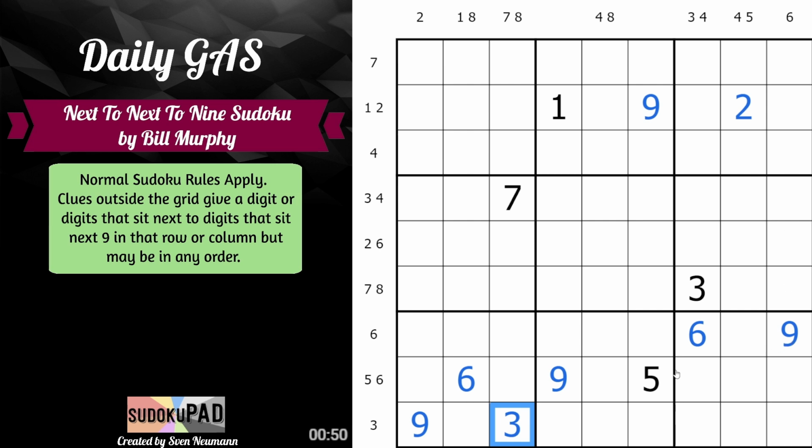Wait, no, that doesn't make sense. Wait. 5, 9, 6. Oh, that's why. One second. Let's go back. This could be 9 here to give us 6 here. And that would still be a valid clue. It doesn't have to be right up against the edge. All right. Wow. I didn't even consider that for some reason.